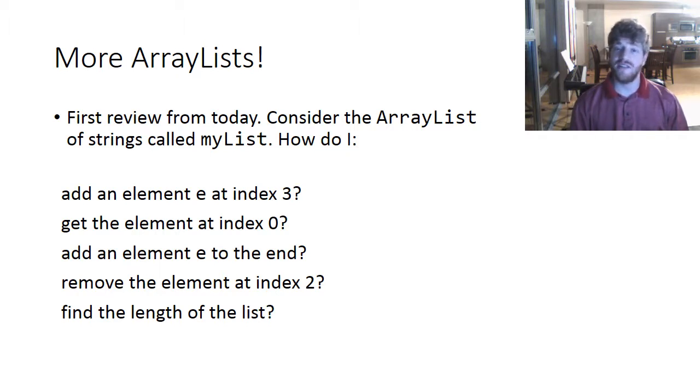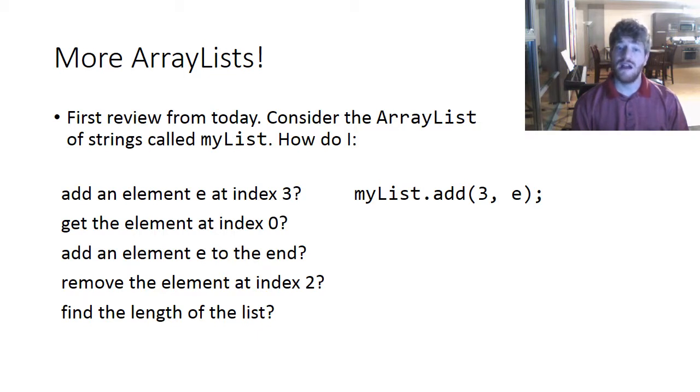So let's say I have an array list called myList. How do I add an element E at index 3 in my list? Take a second to think about it. Hopefully your answer was mylist.add(3, E). And if you don't remember how this works, add, in this case, takes two arguments. The first argument is the index where we would like to place the element, and the second argument is the element itself.